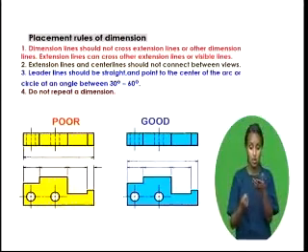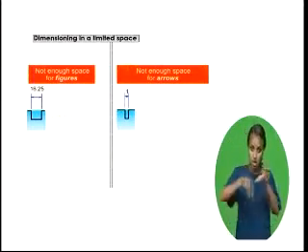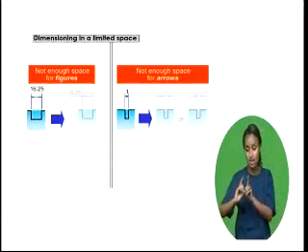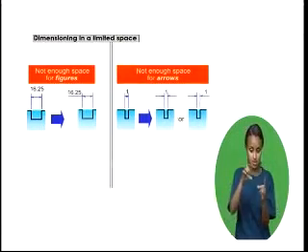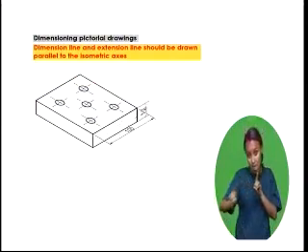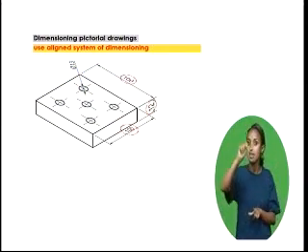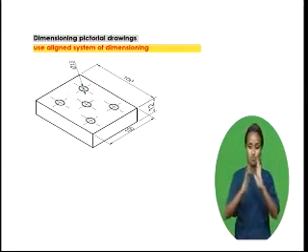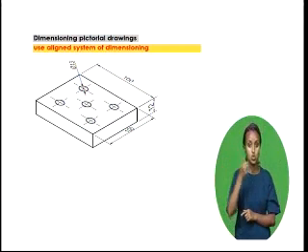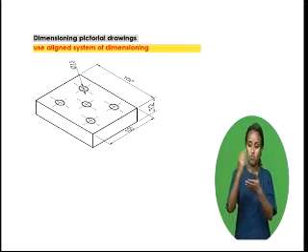When the space between the extension lines is too small to permit placing of the dimension line and the dimension, an alternate method of placing them should be used. In dimensioning pictorial drawings, dimension line and extension line should be drawn parallel to the isometric axis. It's better to use a line system of dimensioning to dimension arcs and curves in pictorial drawing.